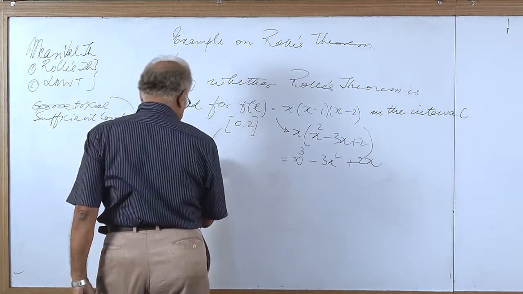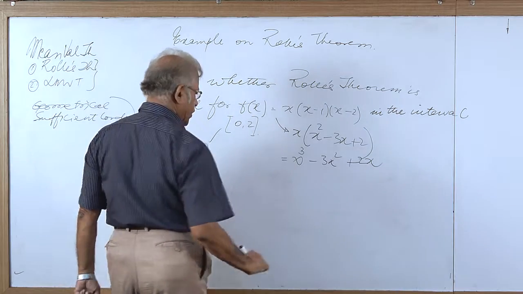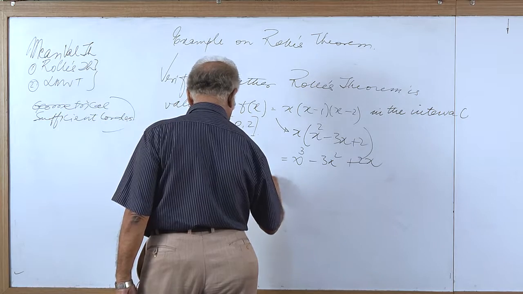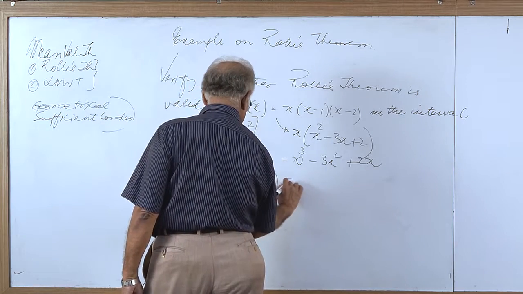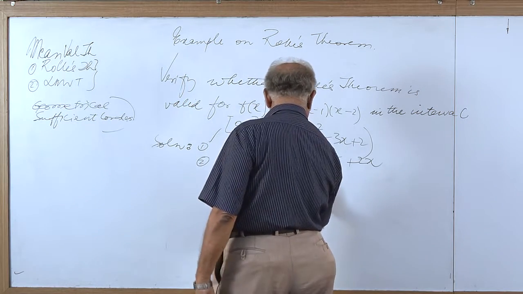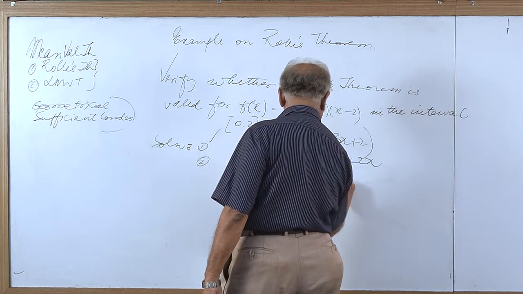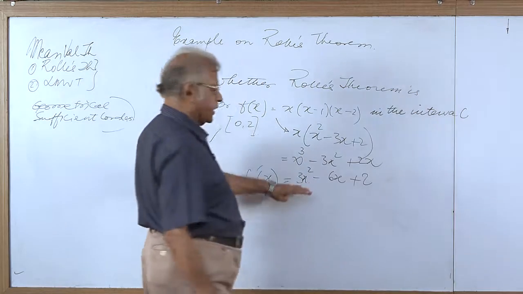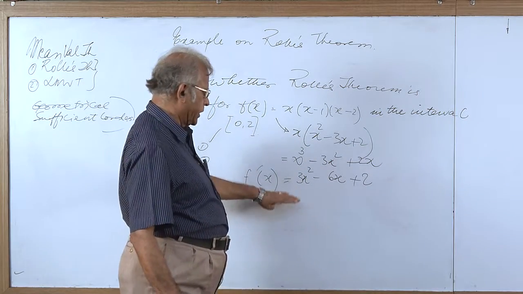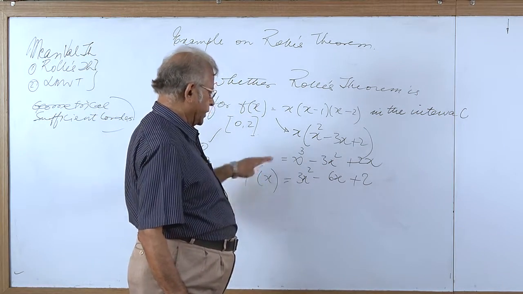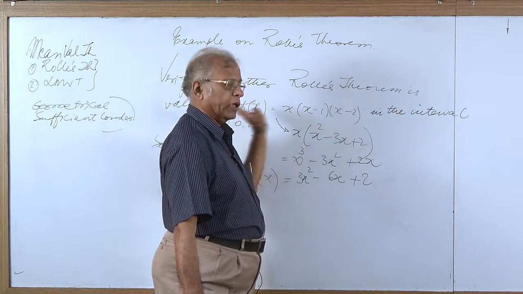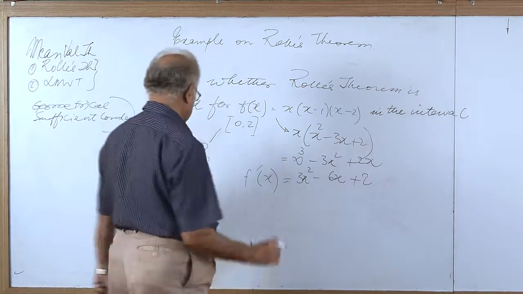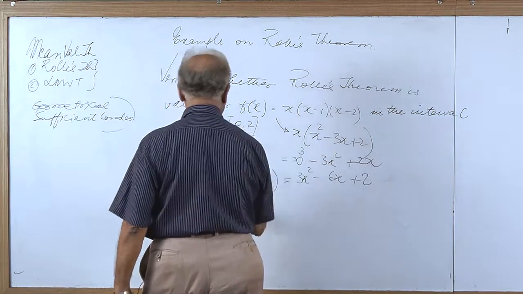Now, the second condition is the condition of differentiability. If this is f(x), we can say that f'(x) is 3x² − 6x + 2, and this exists for all real values of x, and hence the function is differentiable in the open interval 0 to 2 because it is differentiable for all values of x. So the second condition is satisfied.